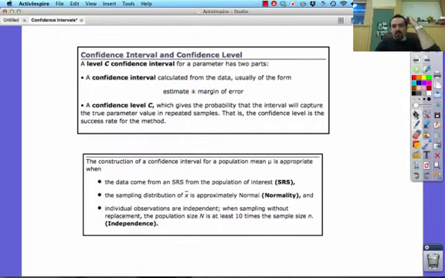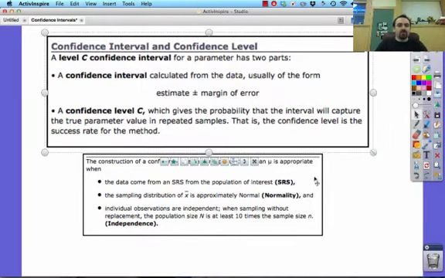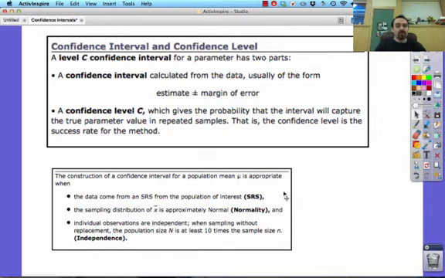Let's look at some definitions here. A confidence interval and a confidence level. So a confidence interval has two parts. A confidence interval is calculated from the data, and usually what we start with is an estimate. That was like our 2.8, give or take a margin of error. In this case, it was our 0.0316. So in our case, it was 2.8 plus or minus 0.0316.